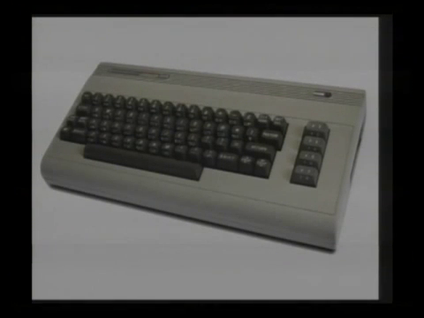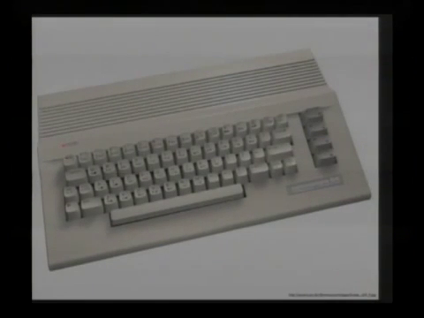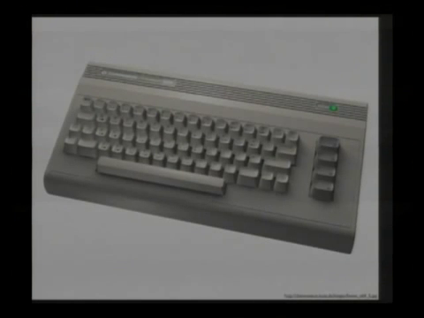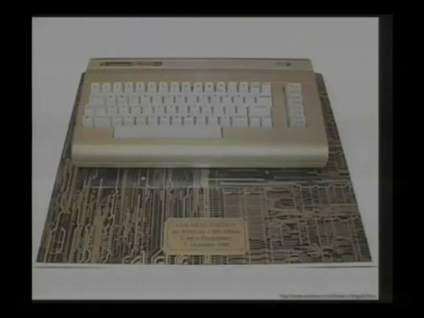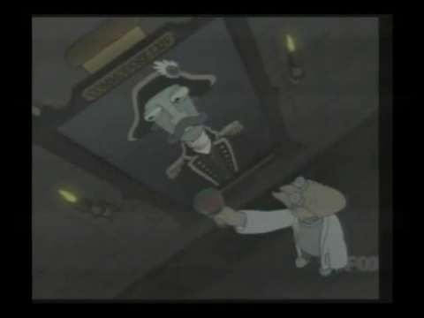This is what a C64 looks like. There are several models of it. This is the original one. They made an updated, flat version of it and went back to the original design because it was cheaper. They made a golden version, limited edition. They made a portable version, and they made that one.